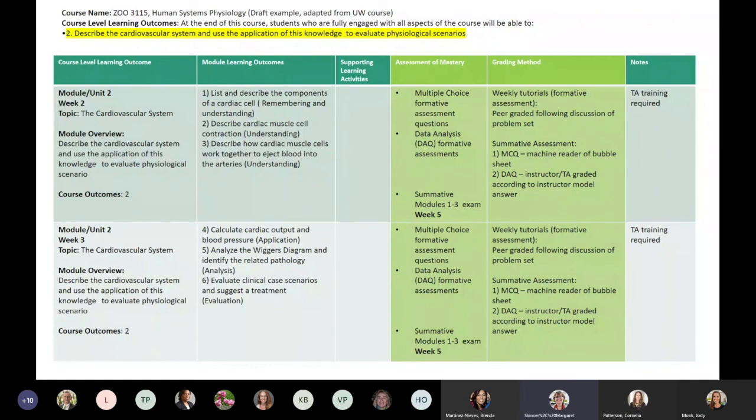But we also give them what we call data analysis questions, which are more clinical case studies with lab values, etc. So that's more of a short answer type or calculations that they're doing there, not just the multiple choice.